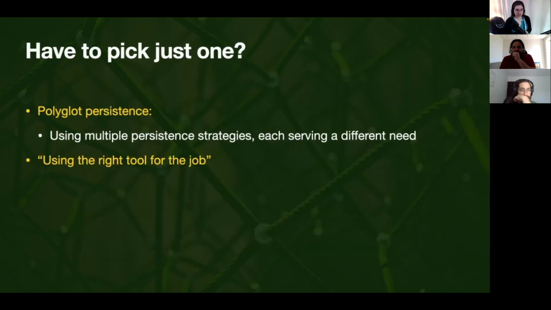Okay, so do you have to pick just one type of database? No, you do not. It's called polyglot persistence, which is using multiple persistence strategies, each serving a different need. So somebody can use a relational database for this project, somebody can use a graph database for this project, somebody can use a NoSQL database for this project. It's called using the right tool for the job, right? So picking the right technology that matches what you're trying to do and the solution you need to build. So you end up with multiple solutions and this polyglot persistence. Nothing wrong or bad about that. There are a lot of customers and companies out there that do this. And it really just means picking the solution to fit your project.